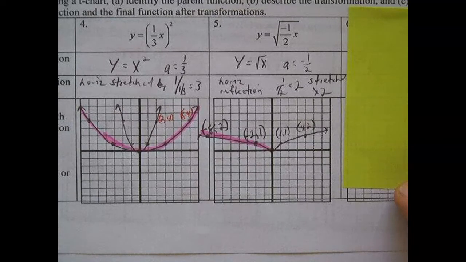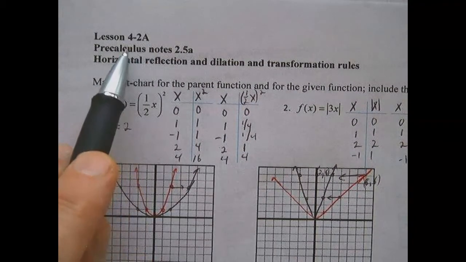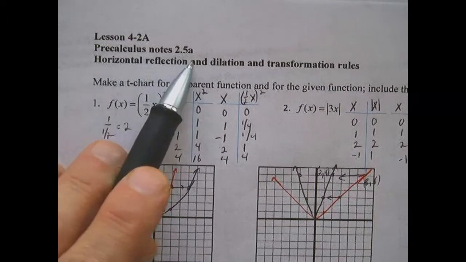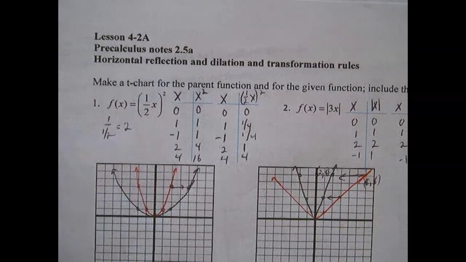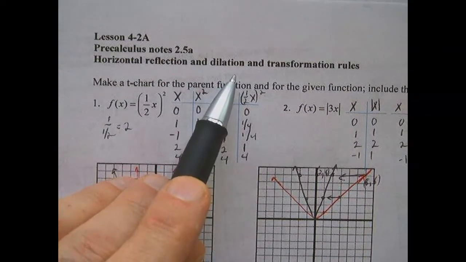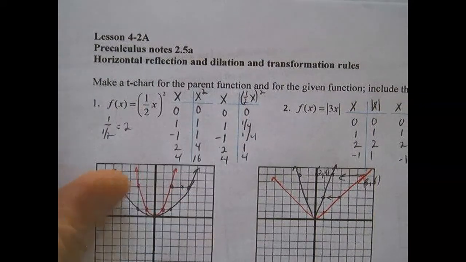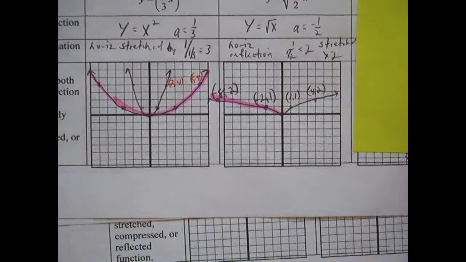Hello pre-calculus students, and welcome to a video that's a continuation of our lesson 4-2, which is from section 2.5 in your textbook, on horizontal reflections and dilations, which is going to complete the picture of transformation rules. Alright, so this is where we left off.